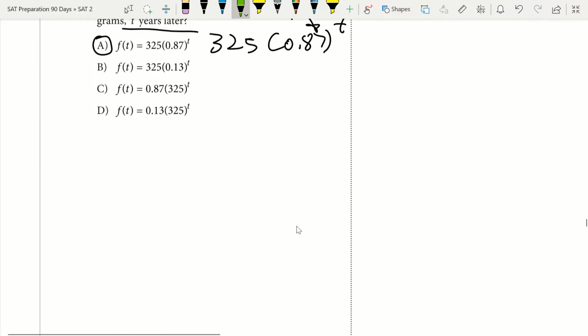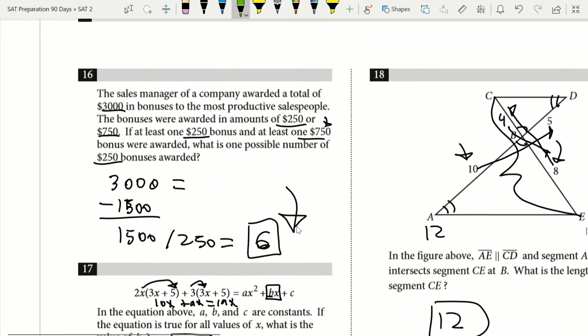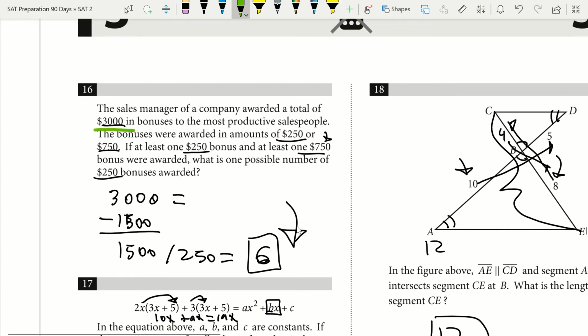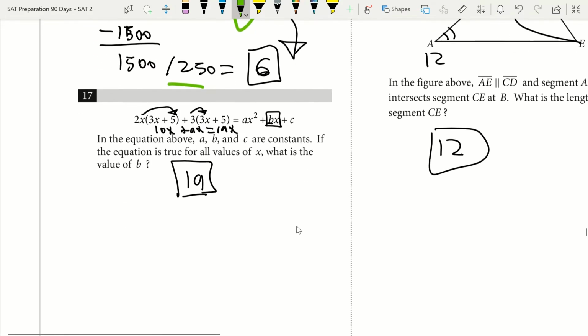At this point, I'm going to go check 16 through 18 very, very quickly. Okay, I've got 16. We've got $3,000 in bonuses. We've got one that has to be 250, and one that's got to be 750 at least. So let's go ahead and pick to do 750 ones. If we do that, we're going to end up with 1,500 left. Divide that by 250. A possible number of 250 bonuses is 6. That's correct.